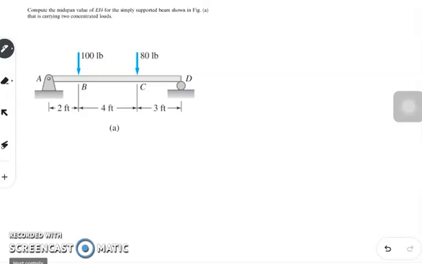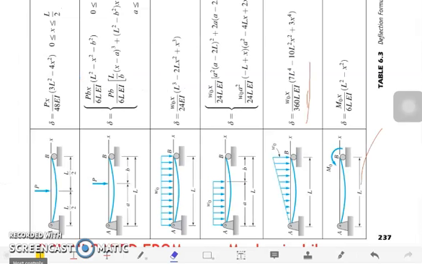Since we are after the midspan value for a concentrated load, we refer to the figure in Table 6.3. Based on Table 6.3, we have the deflection formula for a simply supported beam. This is the equation that you are going to use to compute the deflection at the midspan for a simply supported beam.